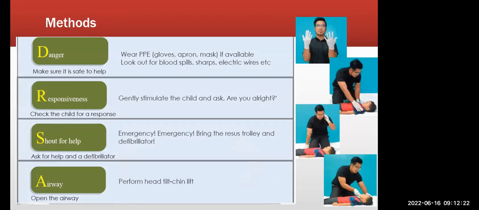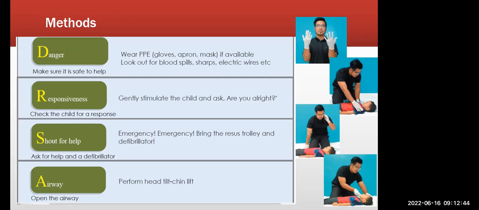So the method, we have the mnemonic DRs ABC. So first, danger. Make sure it is safe for us and also for the patient to help. At this time, we need to wear PPE, gloves, apron, and look out for blood spills and sharps, and try to make the environment safe.